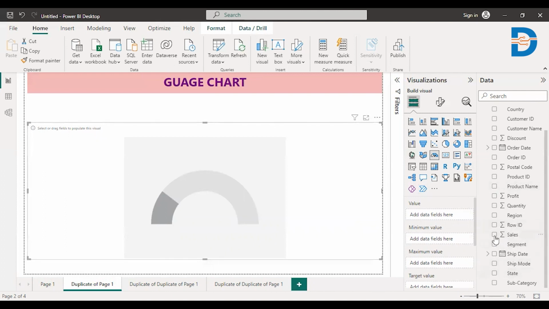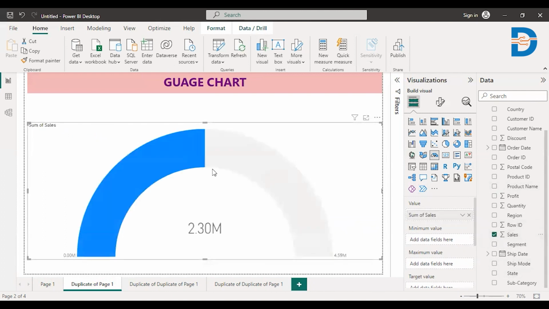I'll just select sales. This is the total sales made by a company. If you have a target column, if you know the target a company is expecting, you can just select that target column. It just gives you a line, something like this. From this, you can understand whether a company has reached its target or not. So if this is the target of a company, that means the company has not reached the target.